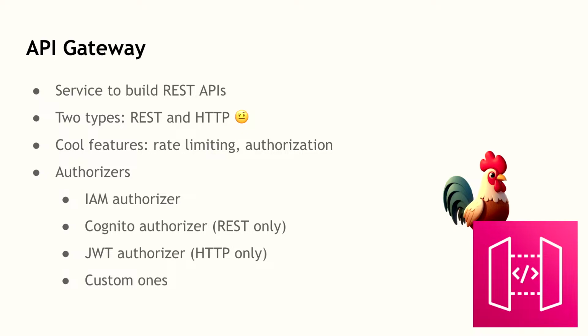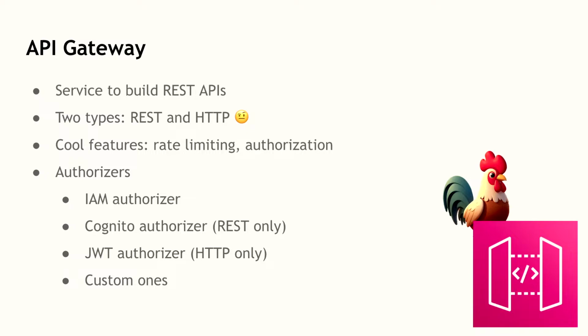I'm sure, for instance, everyone is familiar with API Gateway here. What I want to mention is that aside from the fact that it always annoys me that we have REST and HTTP, and they are similar but also different enough that it's always painful to figure out which one do I use and which features am I going to have. Let's leave that rant for the after party.